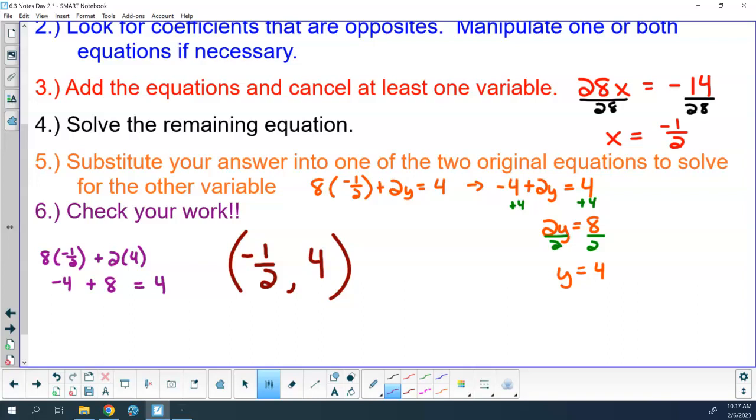Negative 2 times negative 1/2. How much? 1. 3 times 4 is 12. 1 plus 12 is 13. Equal to 13? Checks out.